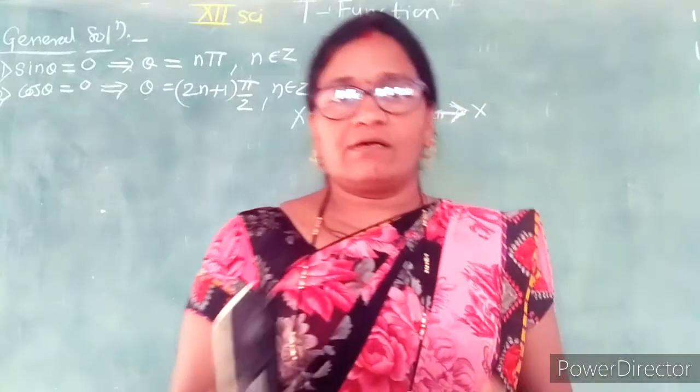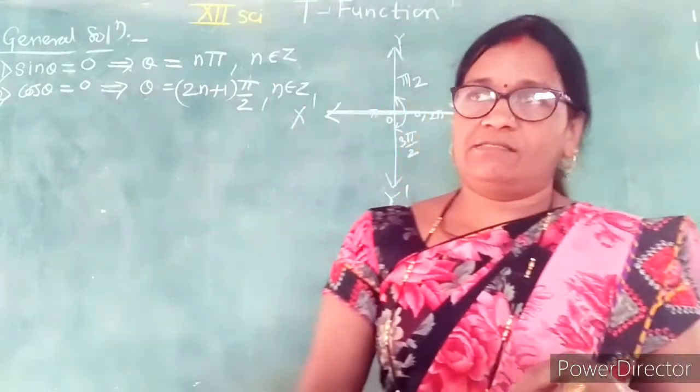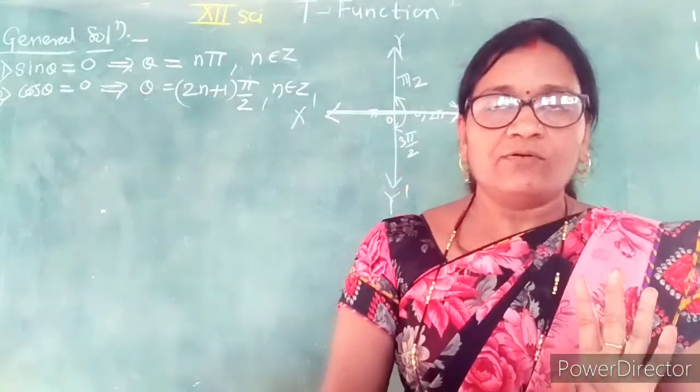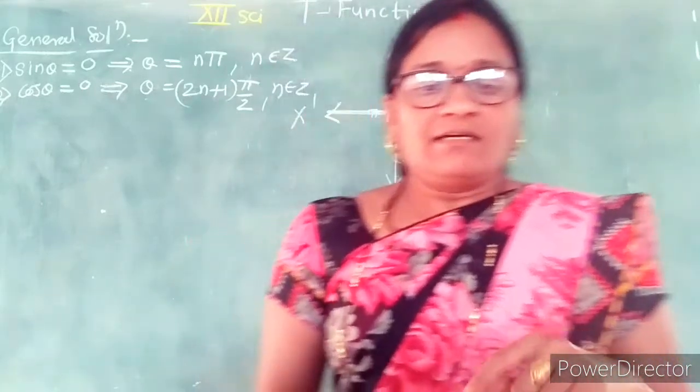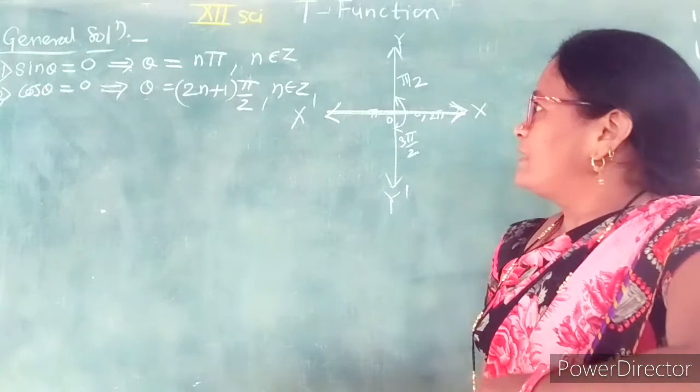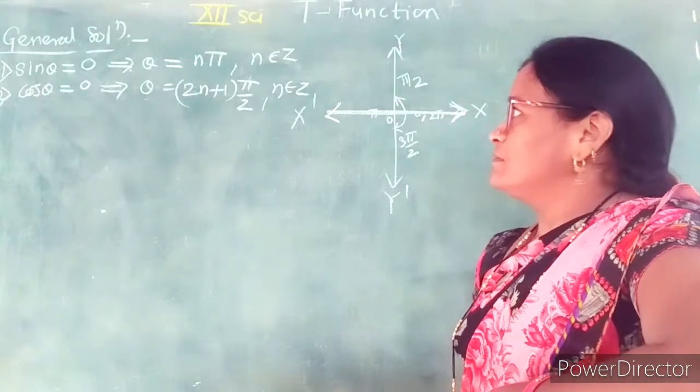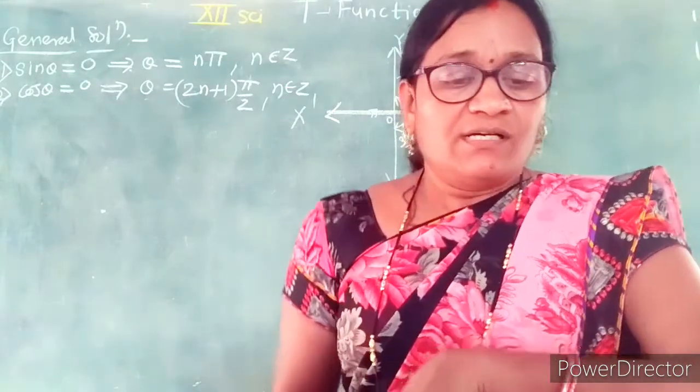Cosine theta becomes 0 along the y-axis. In general, you know cos 90 is 0, the measurement of 90 degrees along the y-axis. So we take odd multiples of pi by 2, which gives the corresponding cosine ratio as 0.